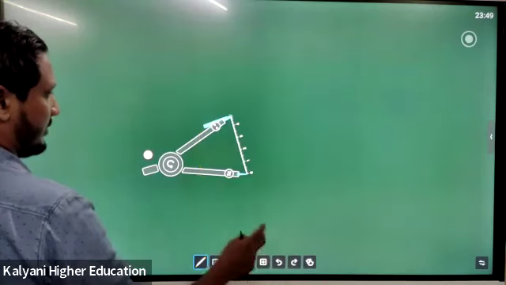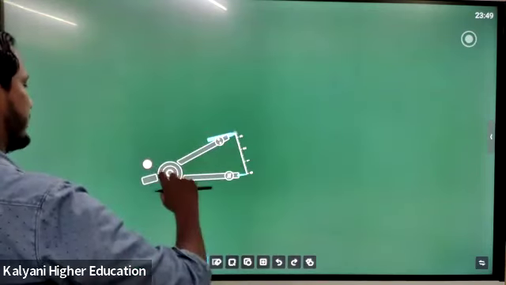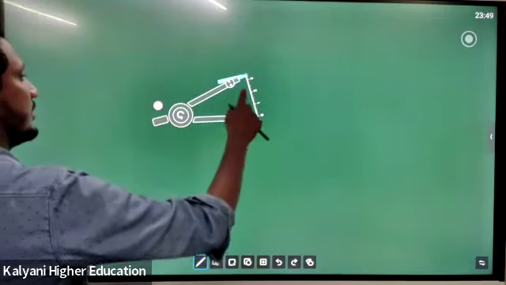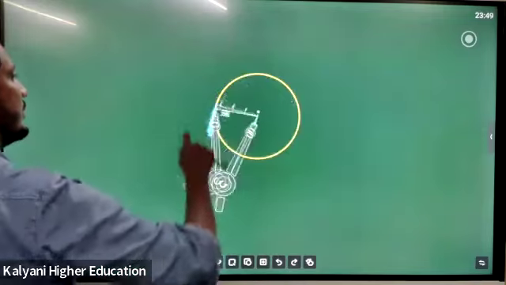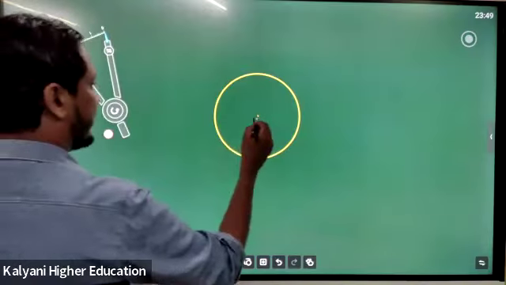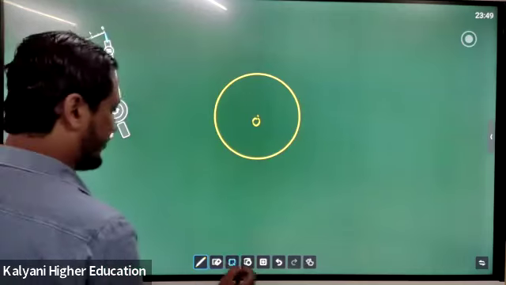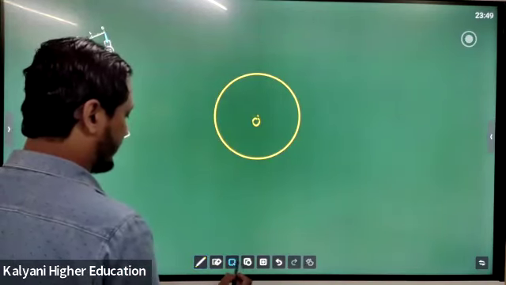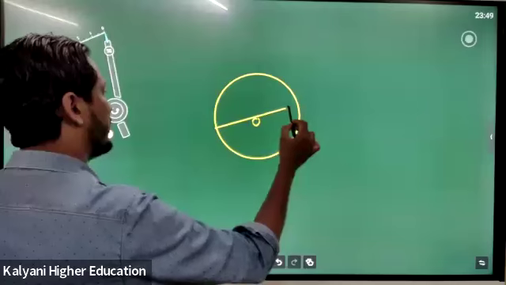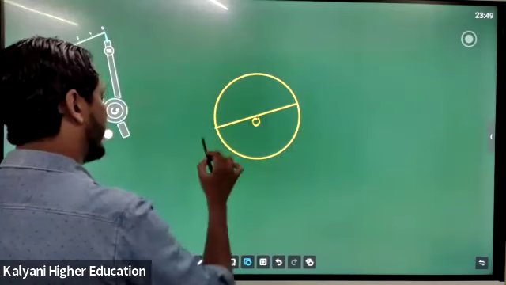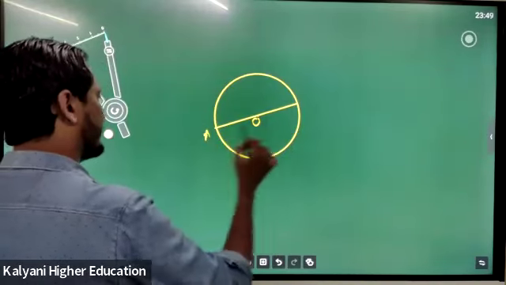Then center O. Then draw diameter AB. Diameter AB means that line should definitely pass through what? The center point. It's passing through center O. I can name this one as A and B.